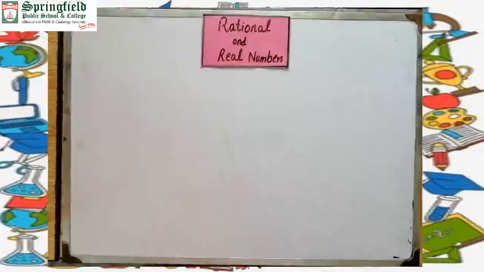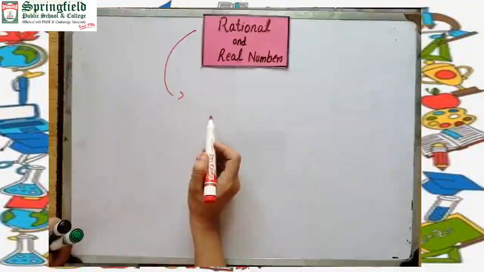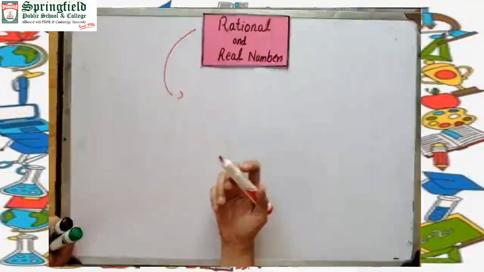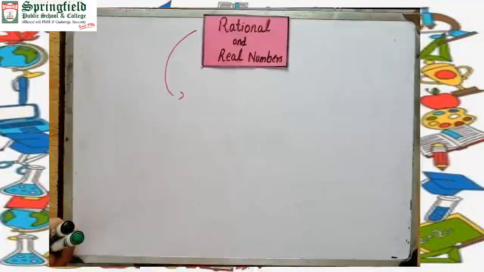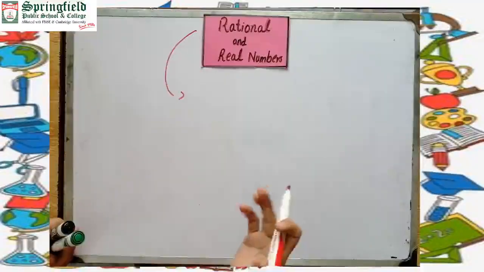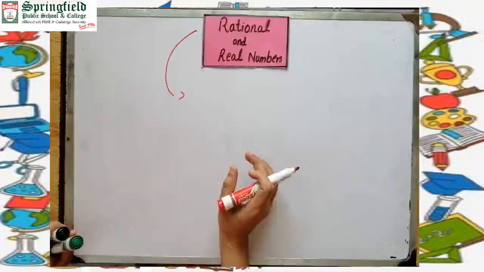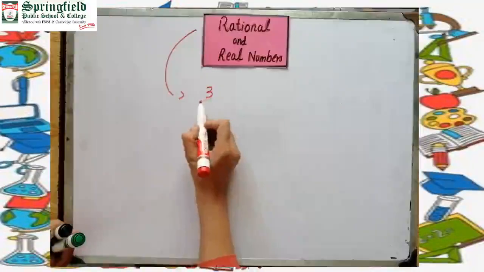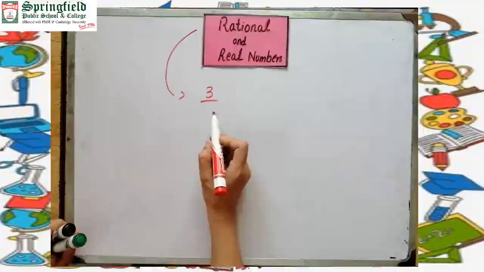Okay. Now after the prior knowledge, come to the new topic, rational and real numbers. First I will tell you about the rational number. A rational number can be called a fraction number and a fraction number can be called a rational number, so there is a relationship between them. So 3 by 4, numbers in P by Q form, are called rational numbers.